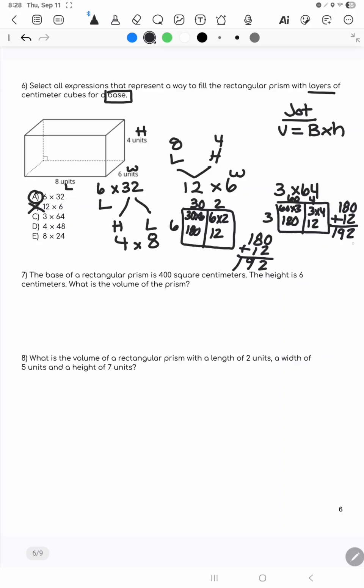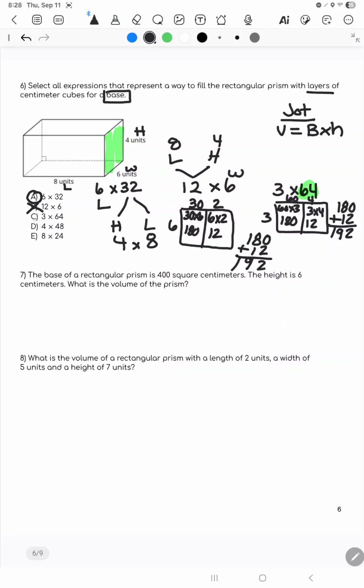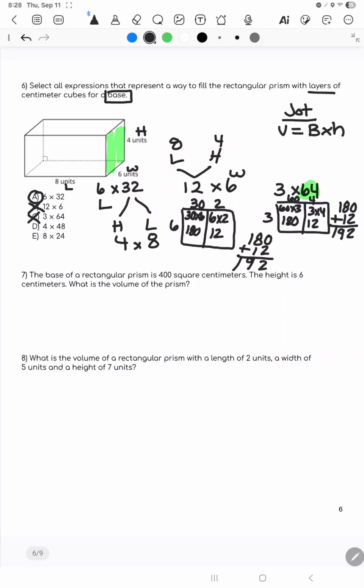Ooh, this is actually a really tricky problem, because if I multiply 3 times 64, it does give me 192. But if I go back to the problem, it's saying to select the ones that talk about layers with the base. There is nothing here, no face, that is going to multiply together and give me 64, right? There's not even a 3. This is a really mean one. Ooh, they almost got us. But just be careful. Don't doubt yourself. I'm going to erase this so I have room.